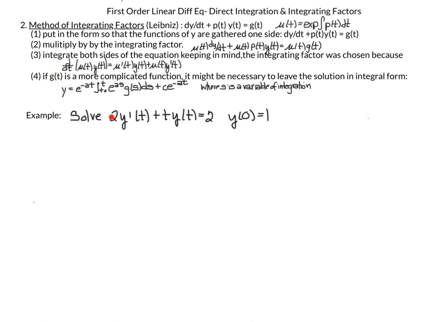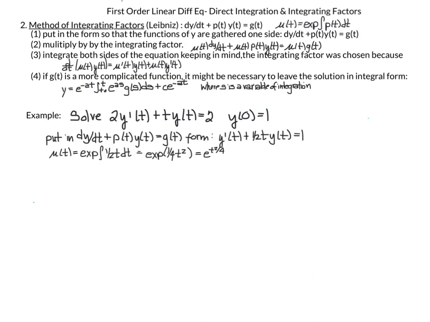So I have 2y'(t) plus t y(t) is equal to 2. That doesn't seem particularly complicated, but let's see where we go. And y(0) is equal to 1. We are going to put this into dy/dt plus p(t) y(t) equals g(t) form. So we divide everything by 2 and we get y' plus 1/2 t y is equal to 1.